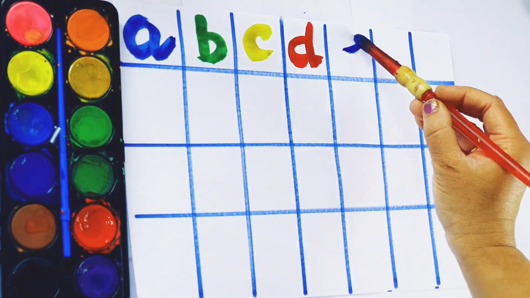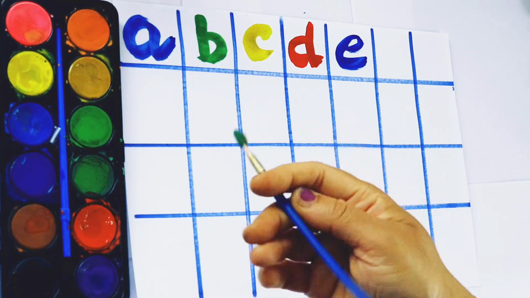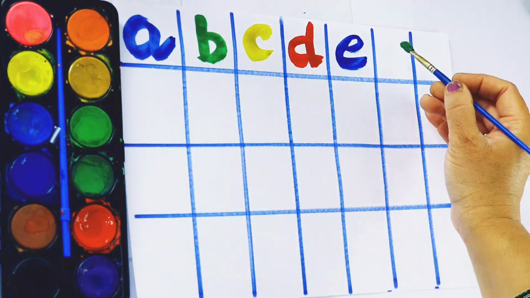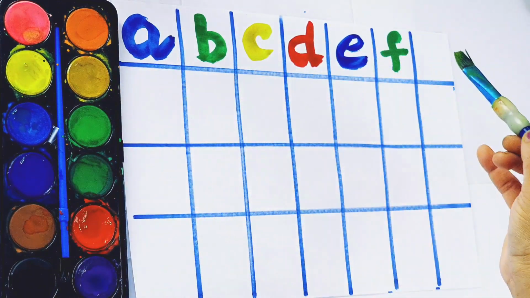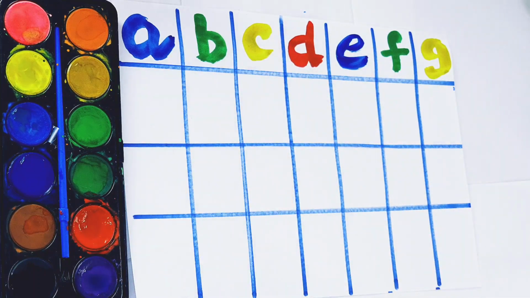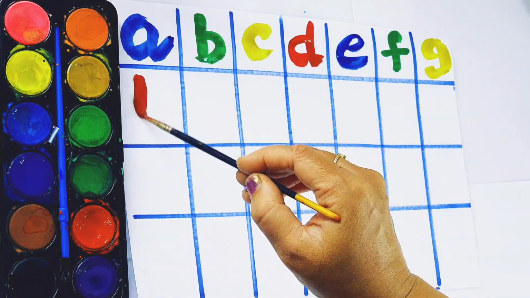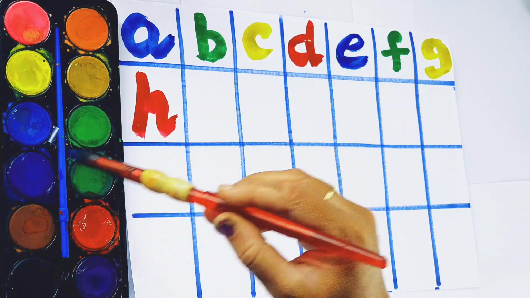Blue color, E for elephant. Green color, F for fish. Yellow color, G for goat. Red color, H for hand.